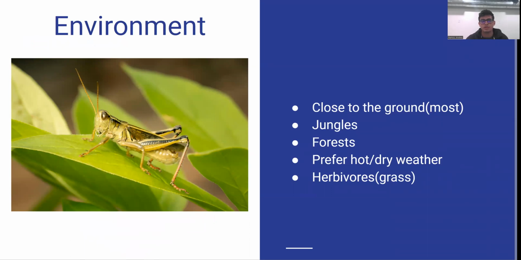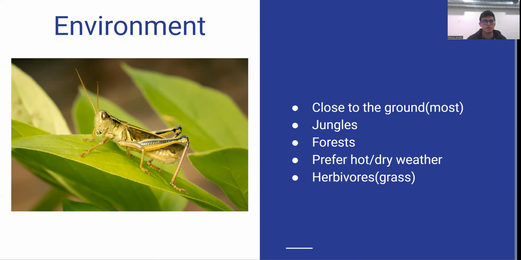Environment. Grasshoppers prefer to be close to the ground because they are herbivores and they feed on things like grass and leafy plants. So you'd find them most often in a field of grass or sometimes in jungles and forests.